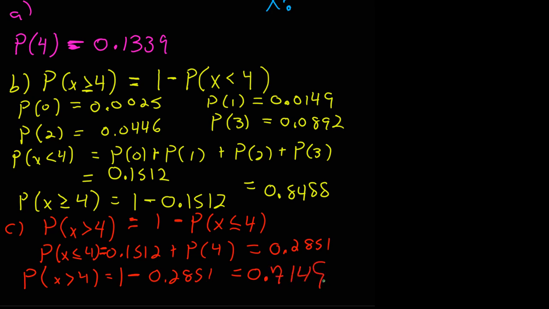The last question says, are any of these probability events unusual? And 0.05 or lower is unusual. And all of these events have a greater probability than 0.05. So these would not be unusual values for probabilities.